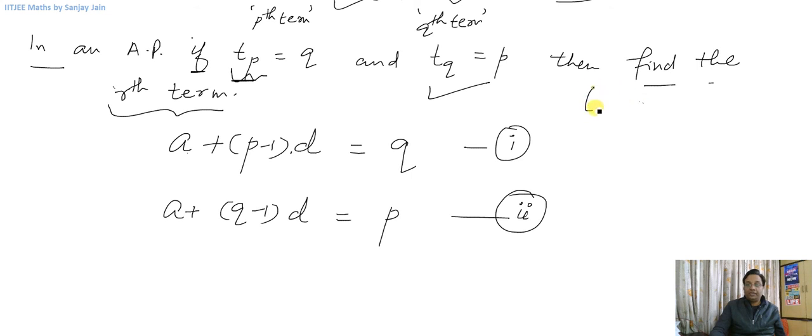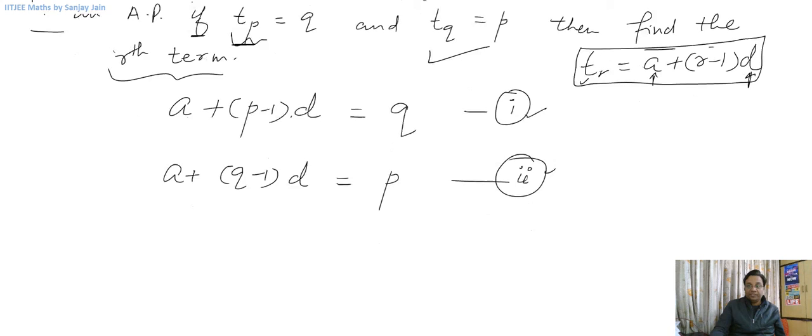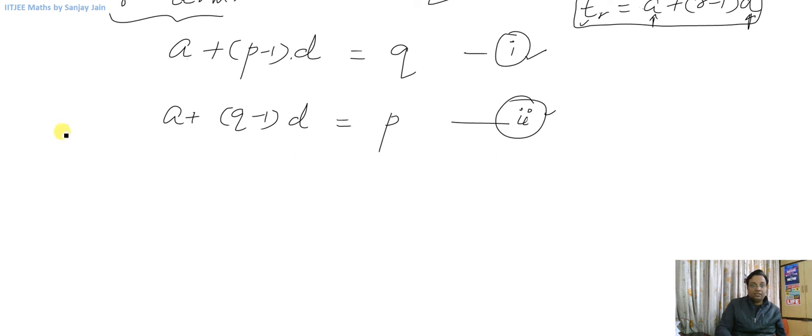I need to find the rth term. Let me denote it by T subscript R. So I need to find A plus R minus 1 into D. Right? This is what I need to find out. So to find out this rth term, I need A and I need D. Okay, which I need to calculate from these two equations. So let us use these two equations. Let us subtract first.